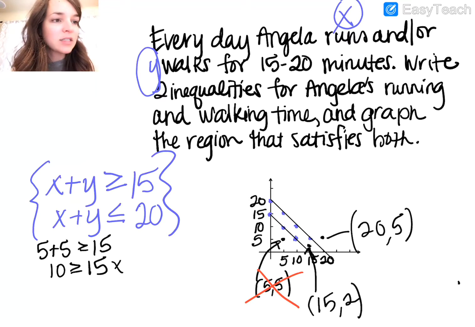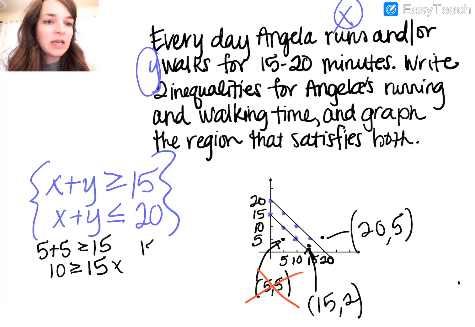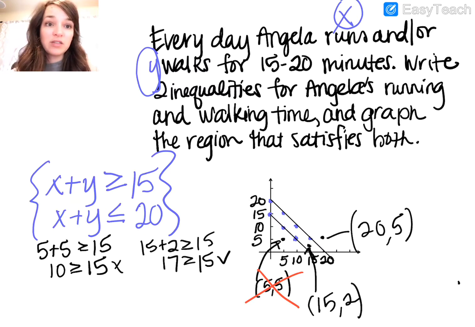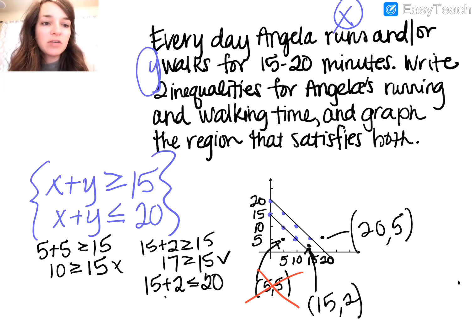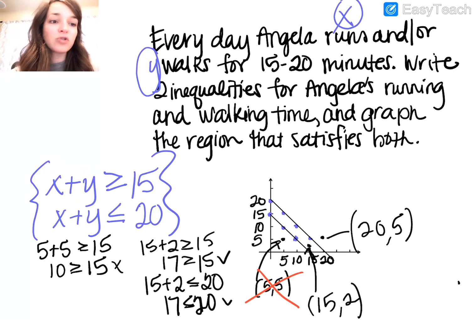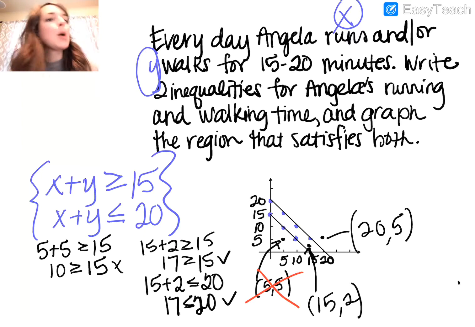So now let's try the next one. So let's try the 15 and 2. Okay, so 15 plus 2 is greater than or equal to 15. So 15 plus 2 is 17. 17 is greater than or equal to 15. So that one works, but we got to make sure it works on the other one. So let's see if 15 plus 2 is less than or equal to 20. 15 plus 2 is 17, and that is, in fact, less than or equal to 20. So that one works too. So this one is going to be our winner.